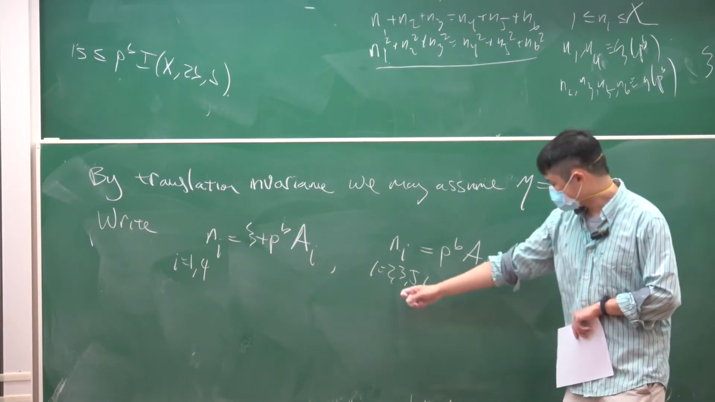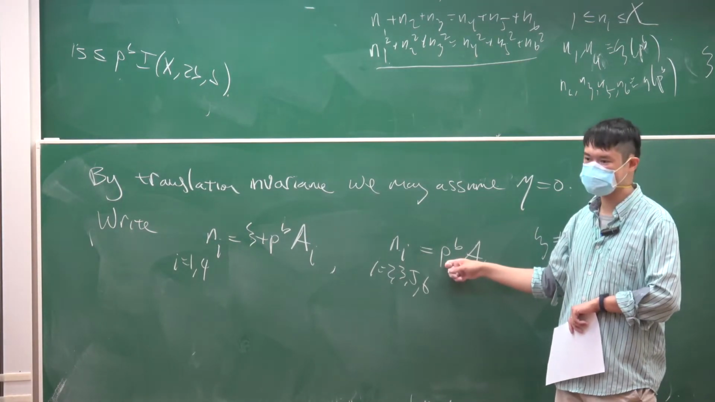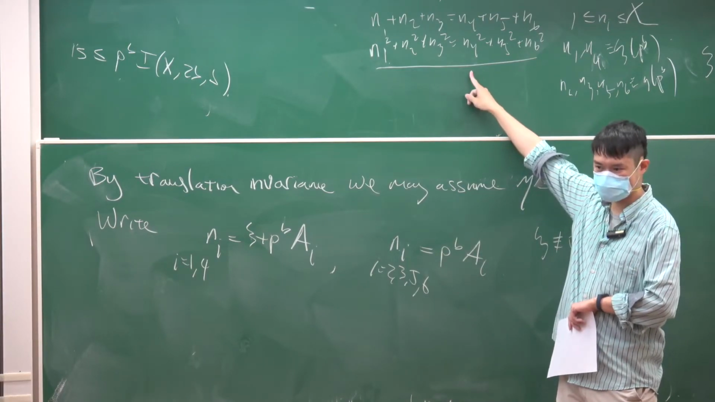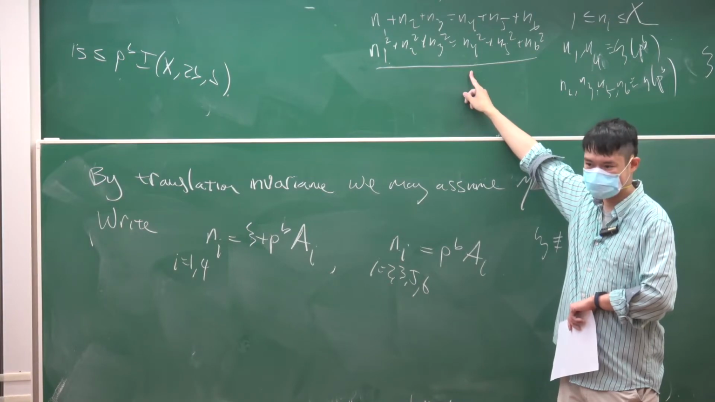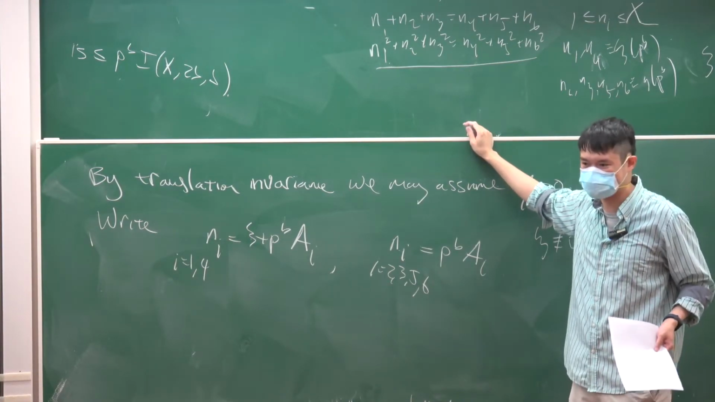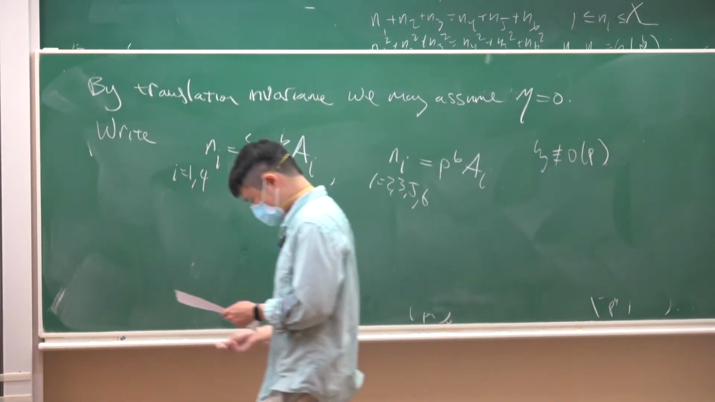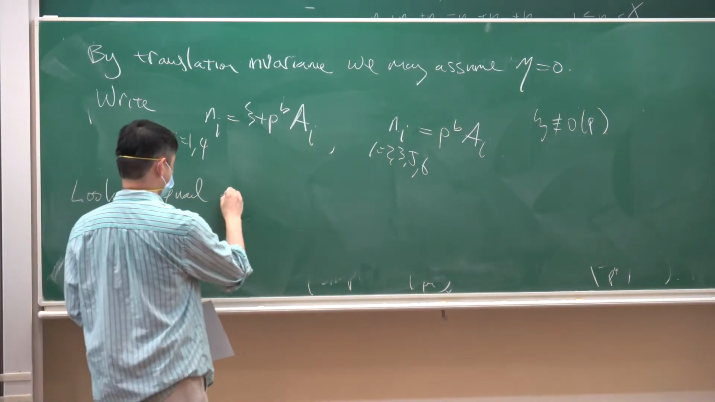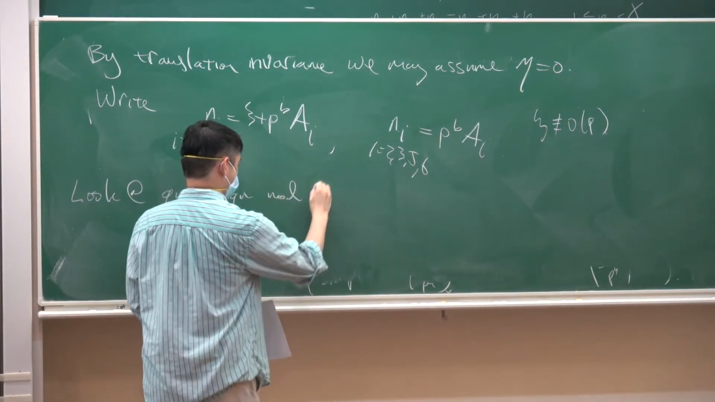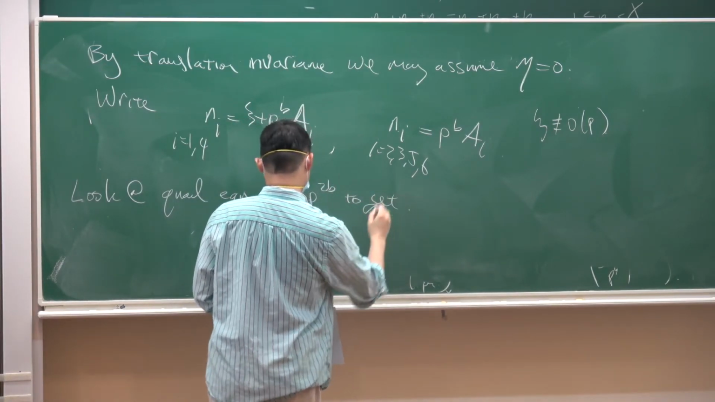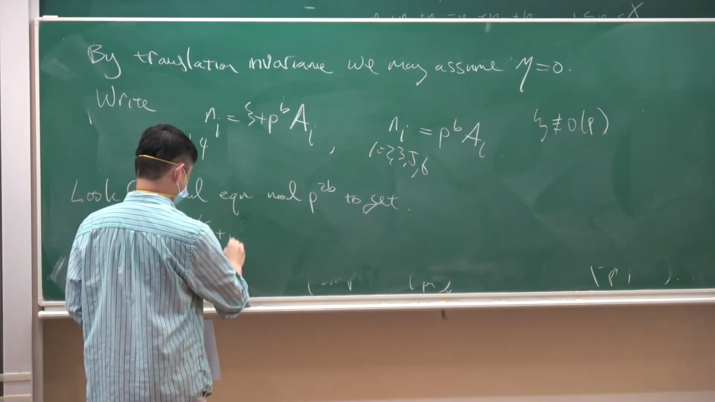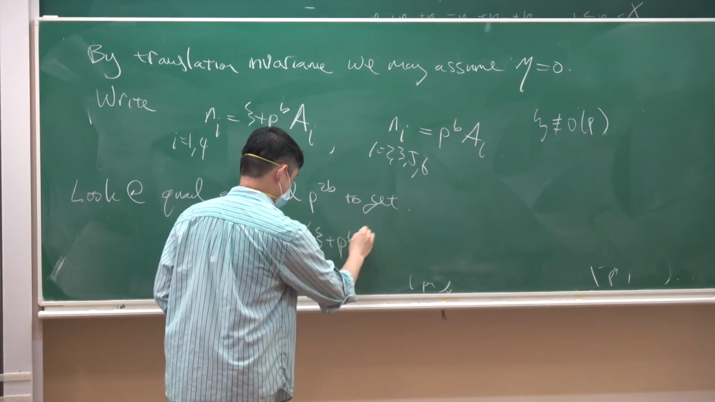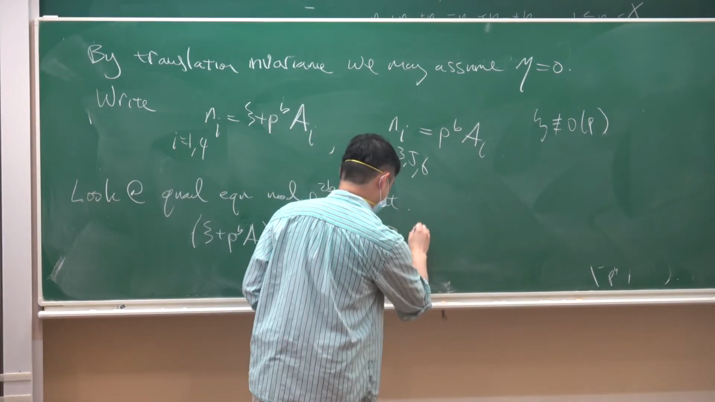Well, the 2, 3, 5, 6 variables are all divisible by p to the b, so all the squares are divisible by p to the 2b. So if we want to upgrade n1 and n4, we ought to look at the quadratic equation at scale mod p to the 2b. At least it's natural to do that, right? You wouldn't pick any other scale. So look at the quadratic equation mod p to the 2b to get, okay, what do we get? Well, we get c plus p to the b a1 squared is congruent to c plus p to the b a4 squared mod p to the 2b.